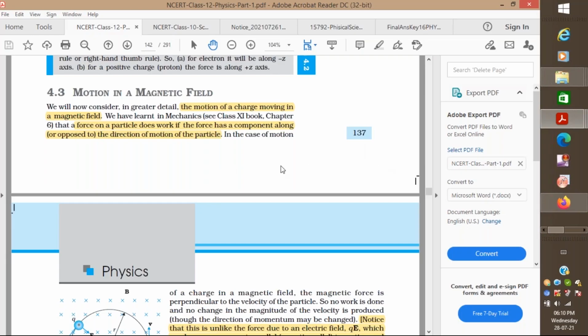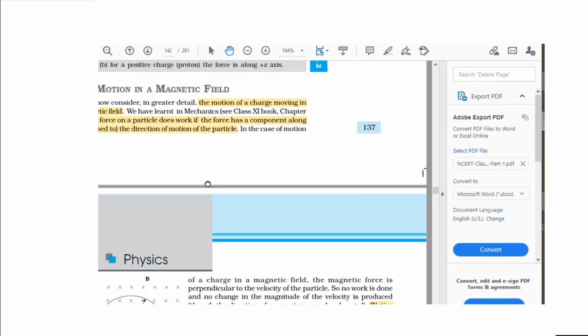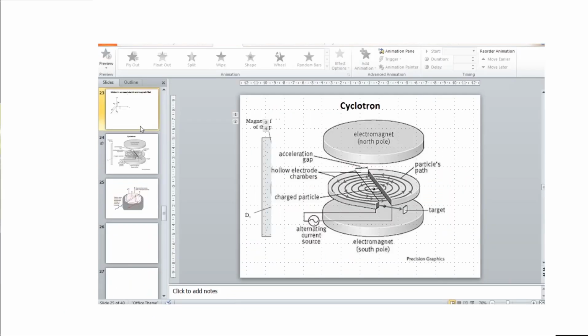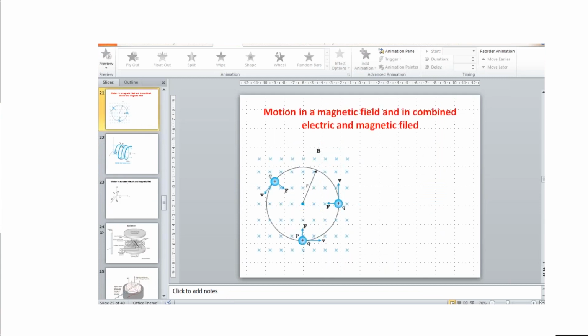So let us start our lessons today. When a charged particle is moving in a magnetic field, so already we had started discussion on this topic, motion of charged particle in a magnetic field. But today we'll see a special kind of motion in a magnetic field.